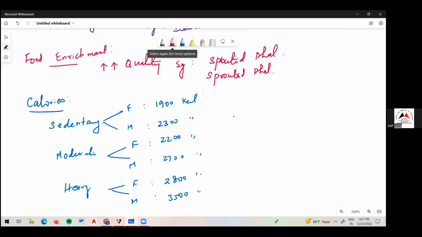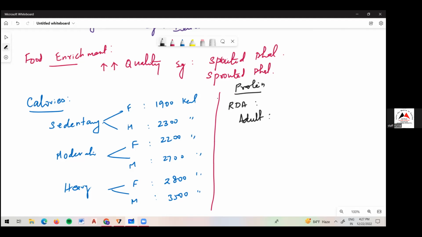Then what about their protein requirement? The recommended daily allowance of protein for an adult is usually 1 gram per kg per day. This is the standard concept. For an infant, slightly more is needed: 1.16 to 1.7 grams per kg per day.